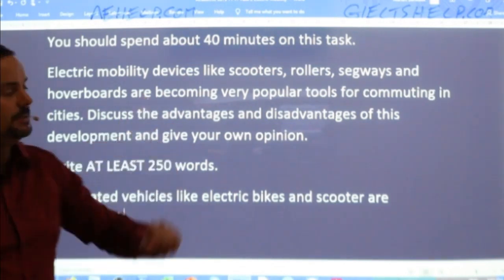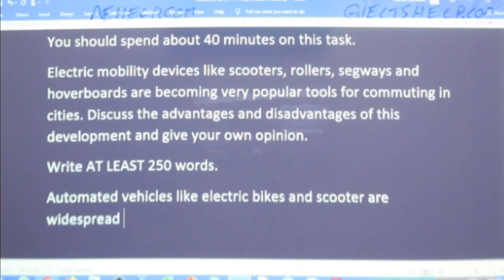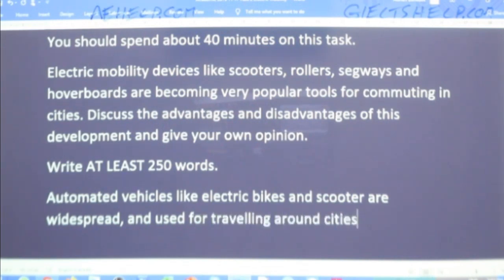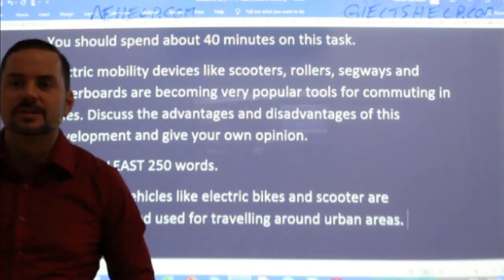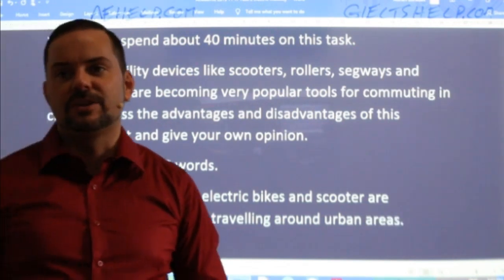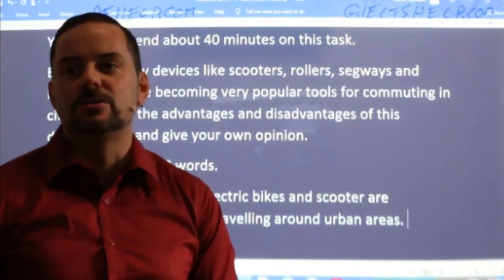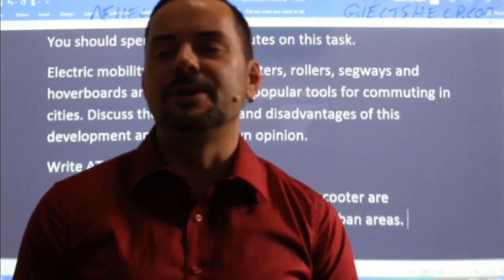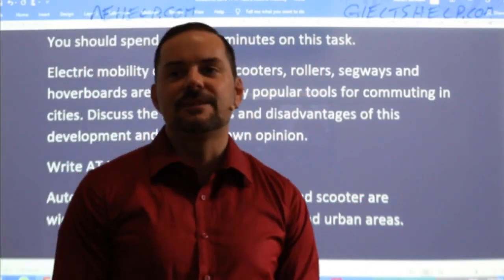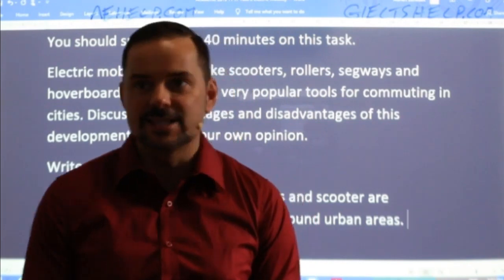Are widespread and used for traveling around cities, or instead of cities, we can say urban areas. Okay? Always a way to paraphrase. Okay? All right? So Marasa says electric two-wheel vehicles like scooters, segways, rollers become more common among people. What are the benefits and deficits of such devices?